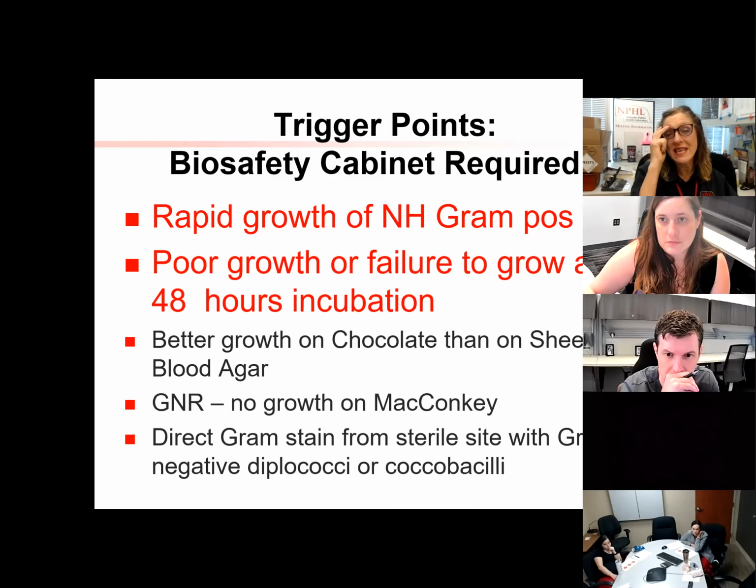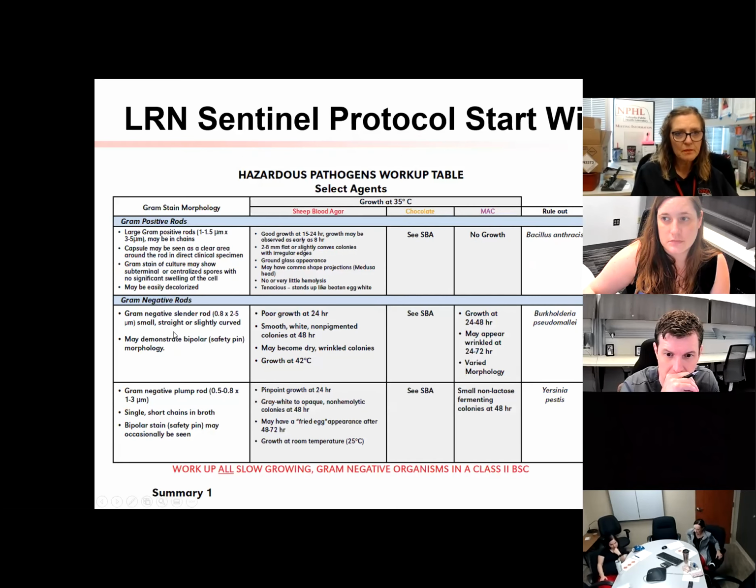Just say, we think this looks hazardous on the original gram stain. Please work in biosafety cabinet. Now, what you're thinking of with the gram-negative diplococci versus coccobacilli, we'll go through in just a minute.